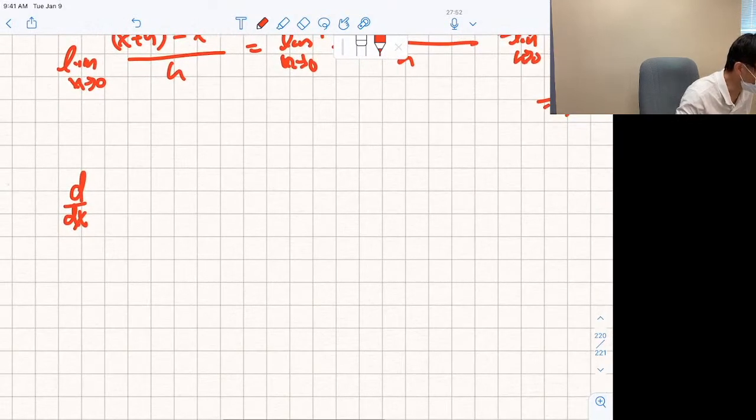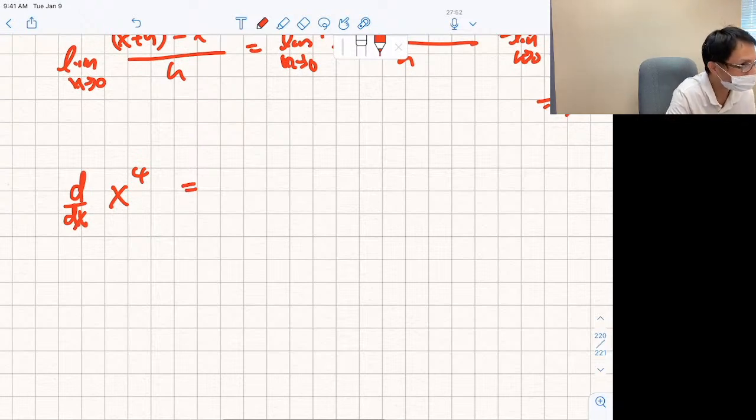So let's start with something easy. Let's say the derivative of x to the 4th. What's the derivative of x to the 4th? Wait, don't say anything. 4x to the power. Just drop the 4 in the front, and then x to the 3rd, so 4x to the 3rd, and you're done.